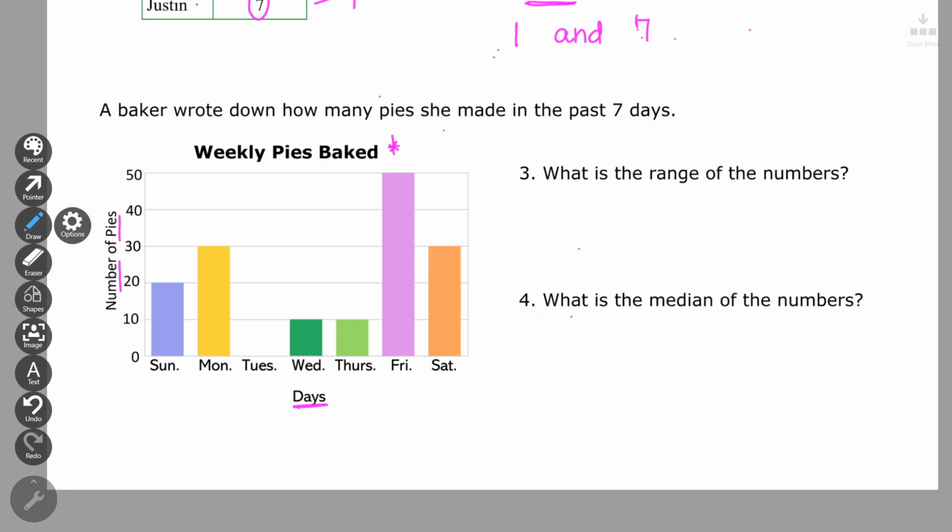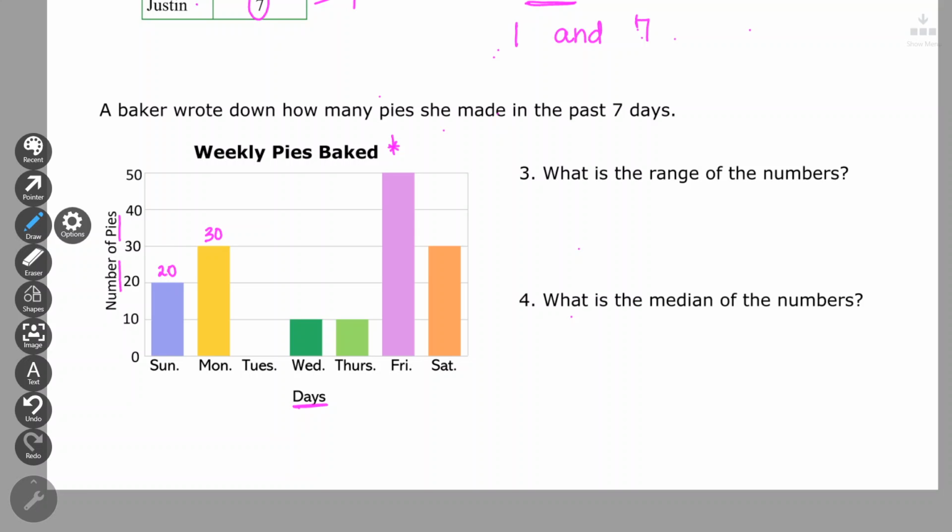All right, so let's write down the data, okay? So on Sunday, the bar goes up to 20, so 20 pies were cooked on Sunday. What about Monday? Well, Monday goes to 30, so you can see there were 30 there.